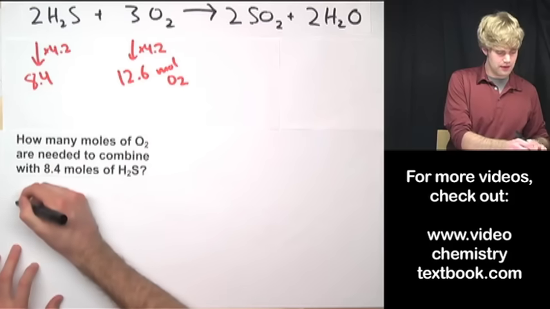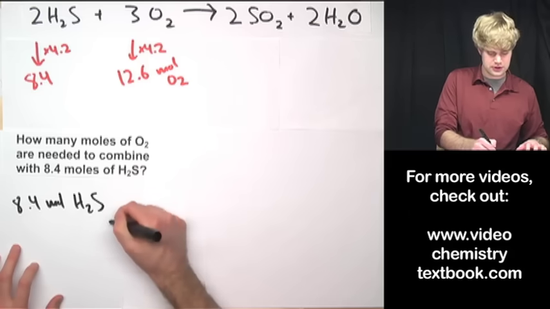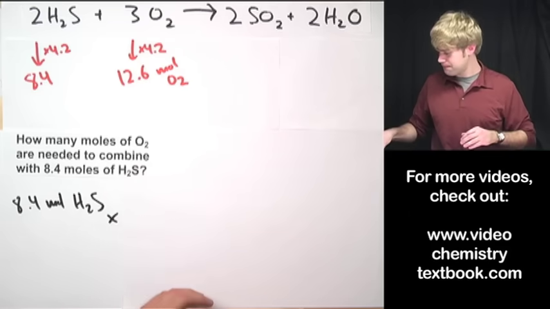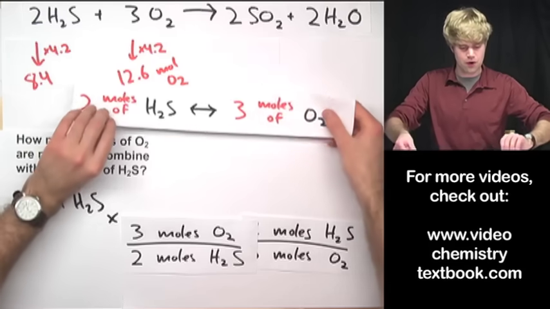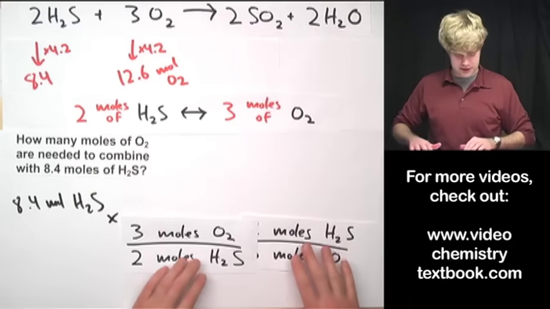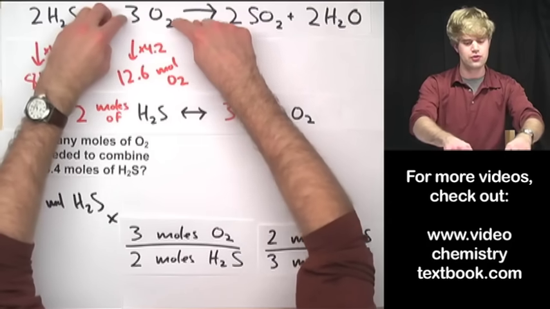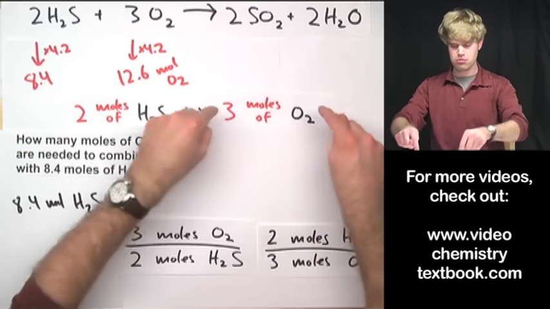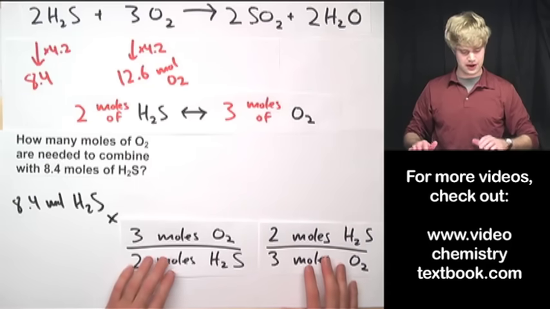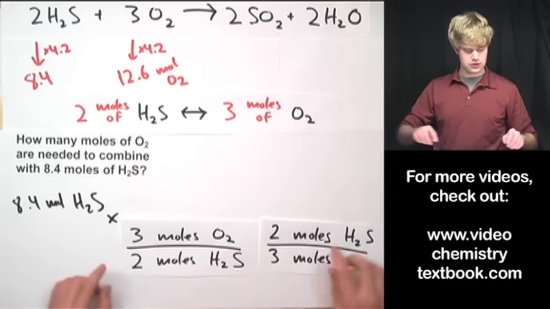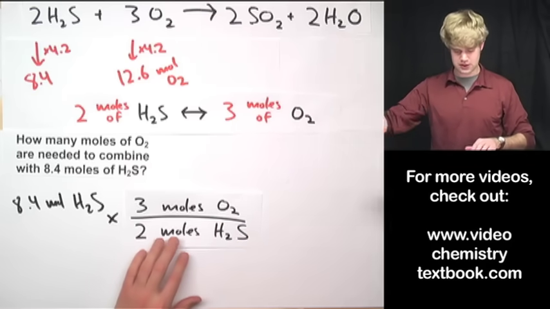All right, let's see how we can do this using conversion factors. We'll start with 8.4 moles of H2S and multiply that by one of these two conversion factors. These conversion factors are just telling us the relationship of 2 moles of H2S to 3 moles of O2. I can use this relationship to make these two conversion factors. Which one do I want to use? I want the one that has H2S on the bottom so that it cancels out. So I choose this one.